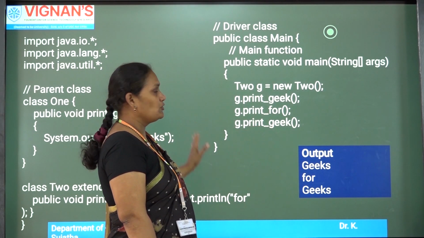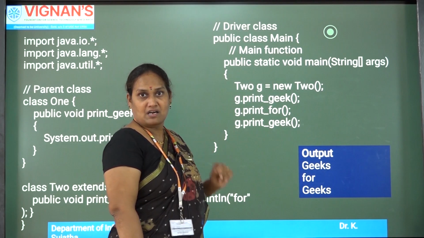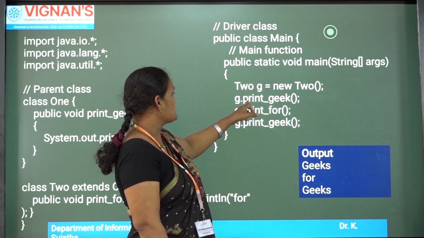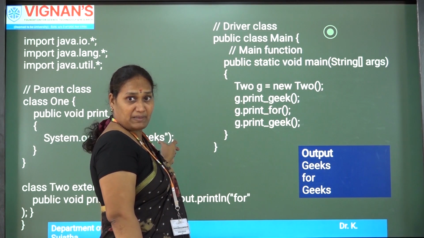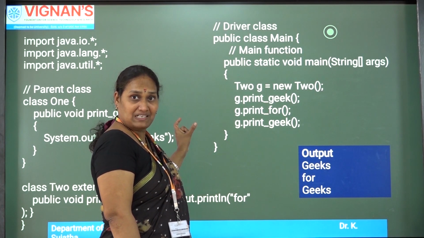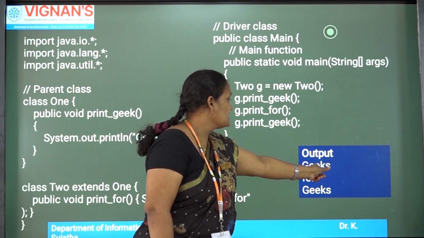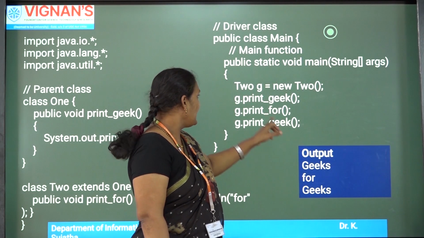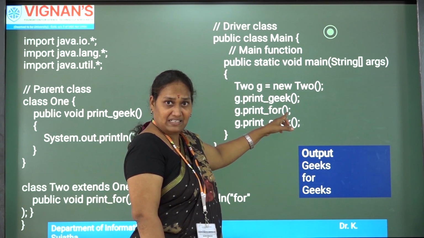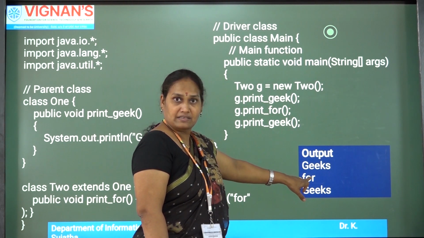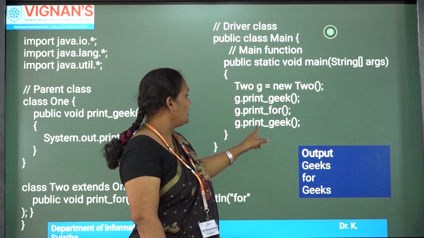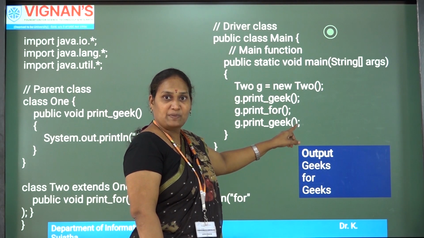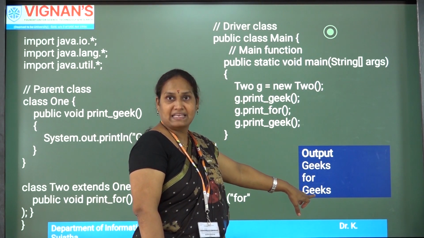Now when I execute this program, what becomes the output of the program? First I called the printGeek method. What is the statement that is printed in the printGeek method? Geeks is the word that I have printed. That statement will be printed here. After that I accessed the printFor method, which prints the word for, and that is printed here. And again I called the printGeek method, which prints the word geeks.